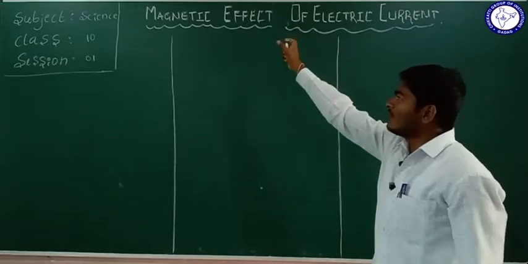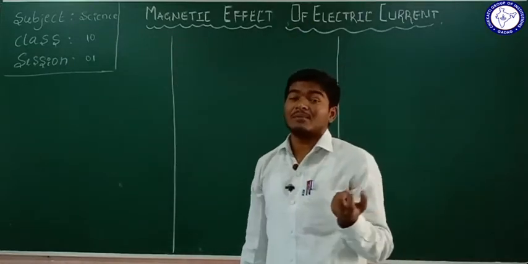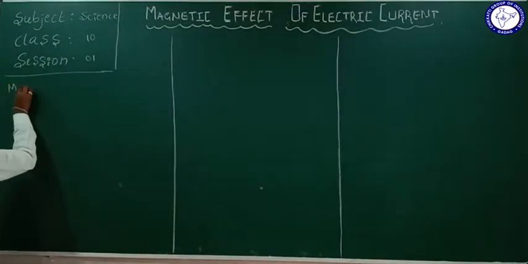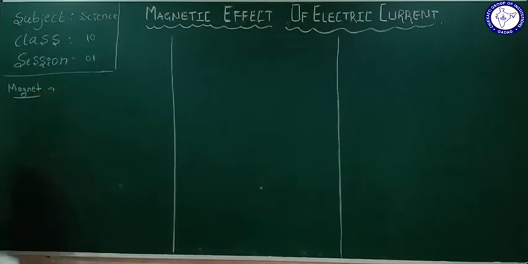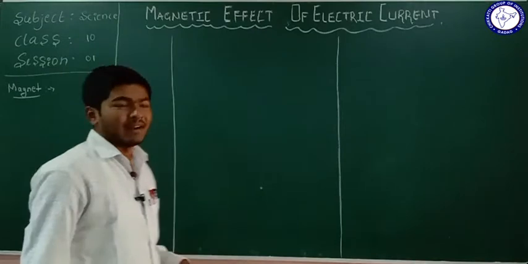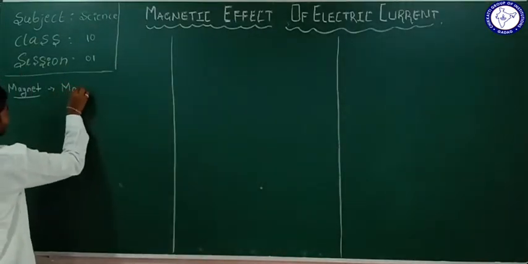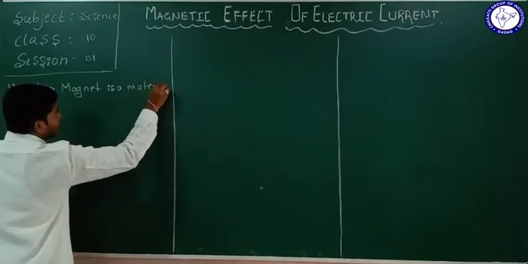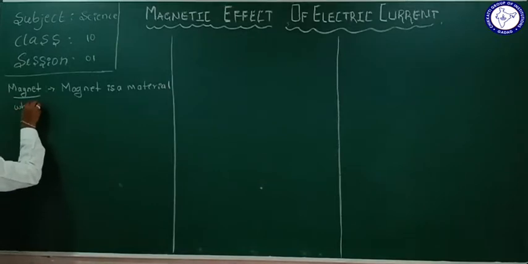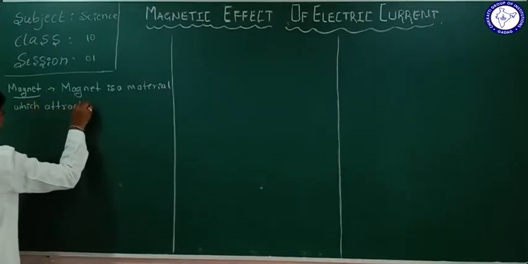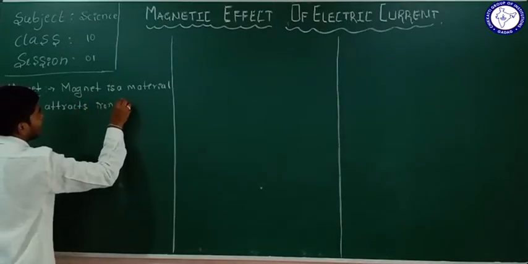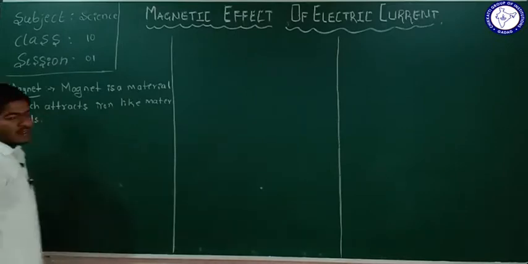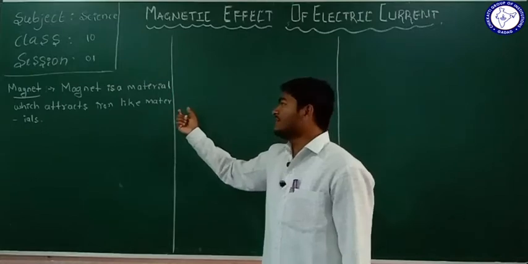In the headline there is one word, that is magnet. Do you know already about the magnet? Then tell me, what is meant by a magnet? What is a magnet? Magnet is any material which attracts iron like material. So magnet is one type of material which attracts iron like material.